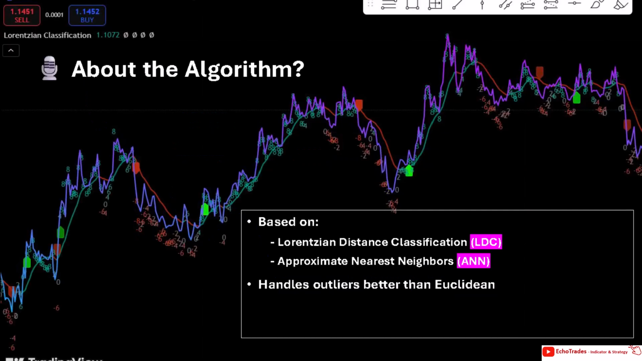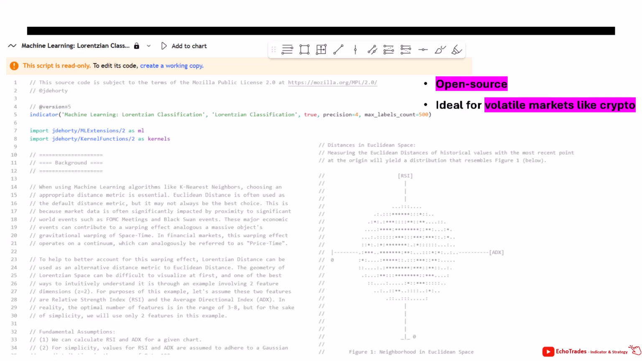Right. And what's really fascinating here, I think, is that this isn't just some simple moving average or basic line reacting to price. This indicator, developed by JDEHorti, is built on a pretty robust foundation of machine learning. Specifically, it uses two core algorithms: Lorentzian Distance Classification, LDC for short, and approximate nearest neighbors, or ANN. And for those of you who really love to dig into the technical nuts and bolts, JD has actually made all the underlying math and the code completely open source. It's right there on TradingView. So you can literally go look at the source code and see exactly how it crunches the numbers.